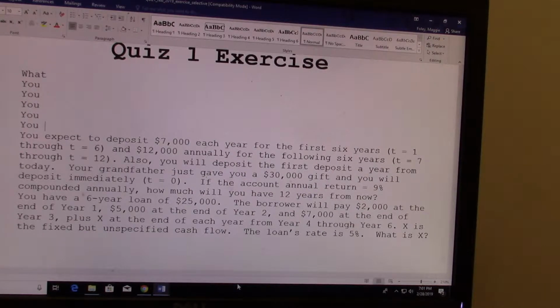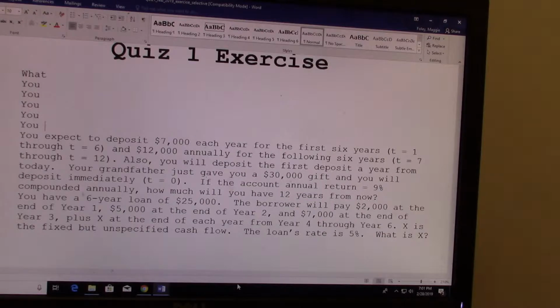So this is a long and complicated question. You see it's two annuity questions. The first annuity is $7,000 each year for 6 years. And the second is $12,000, also a 6 year annuity, starting from year 7 though. And also your grandpa gave you $30,000 now. This is the present value.